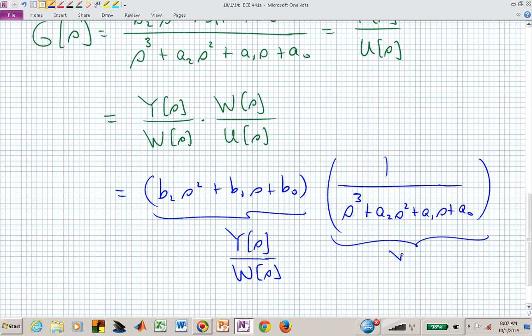That piece we will then associate with w over u. We'll start with w over u and we'll build up the dynamics of our system from that. That now contains the denominator. The denominator is what gives us our dynamics. If you found the roots of your denominator polynomial, that will tell you where your poles live.